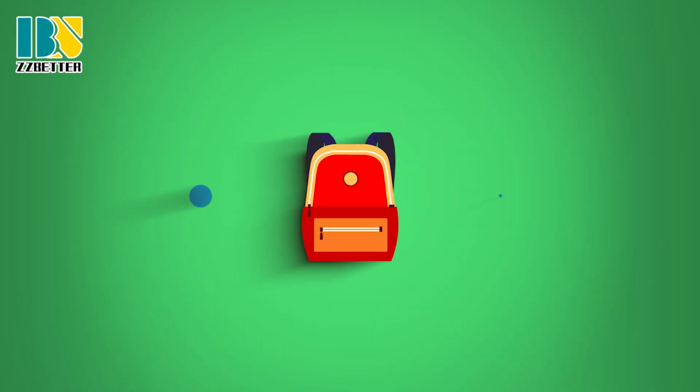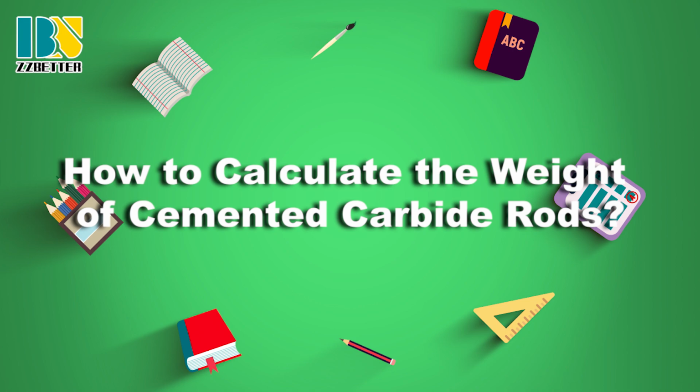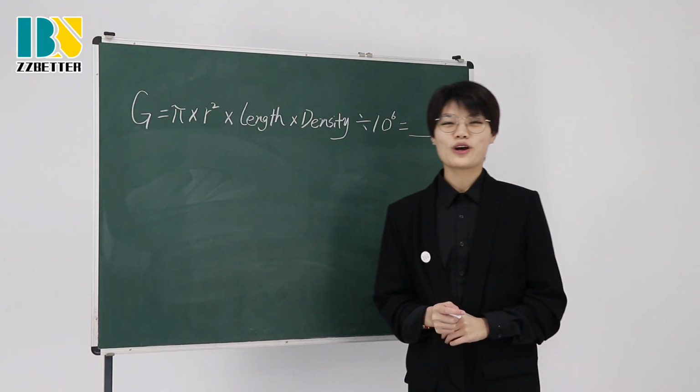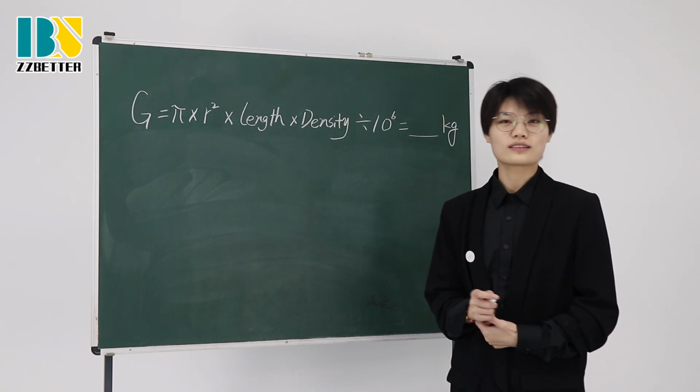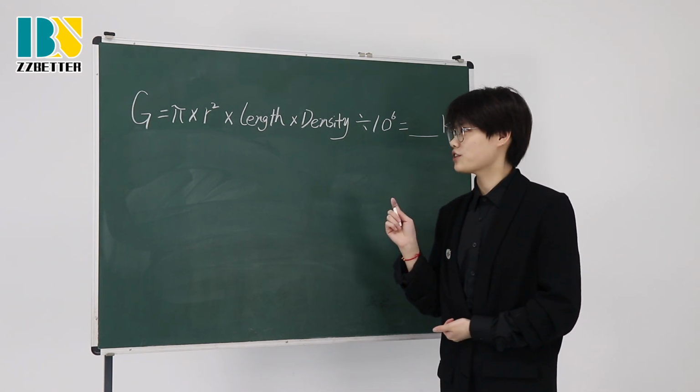If you have a carbide rod, but you don't have an electronic scale, how do you know how much it weighs? I will show you how to calculate the weight of one tungsten carbide rod. Here you can see a formulation we are going to use later.